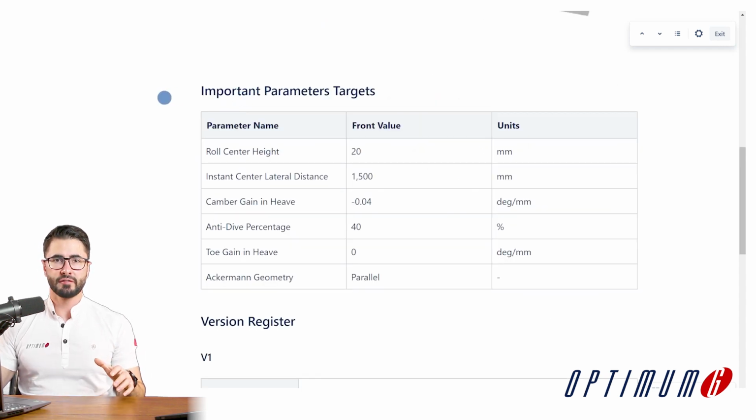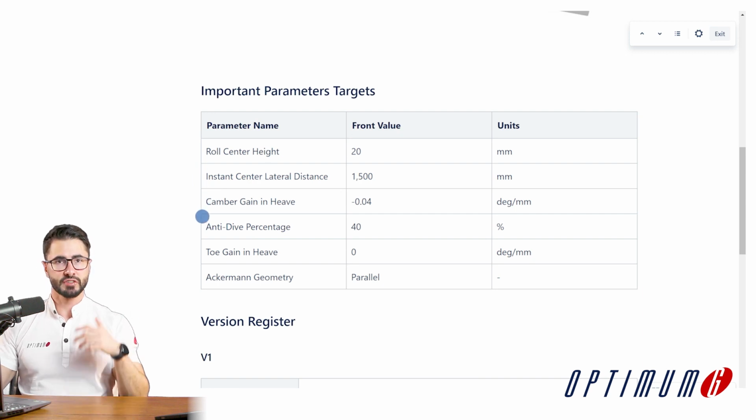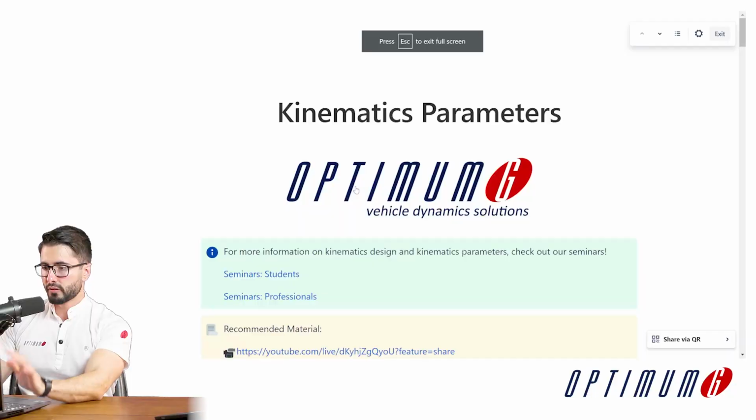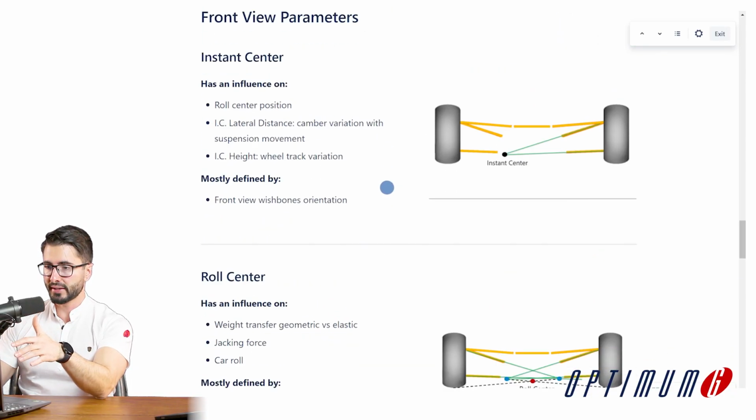Some of the parameters that have to be defined before we design our inboard pickup points are, for example, roll center height, lateral distance of the instant center, camber gain, heave, anti-percentages, and so on. So let's discuss a few of them more specifically. For that, we also created specific documentation which you can also get access to.